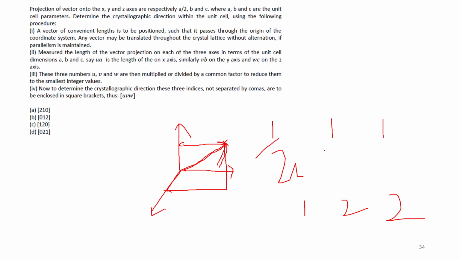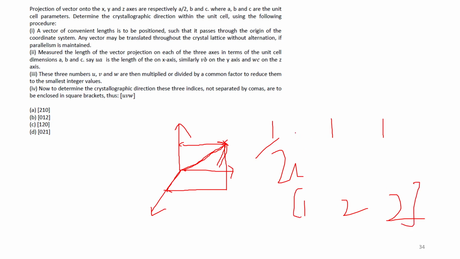Now what do we have to do? We have to make it a whole number. So now determine the crystallographic direction. These three indices are not separated by commas and are to be enclosed in square brackets, like [UVW]. Then you will get the answer like [1 2 2].